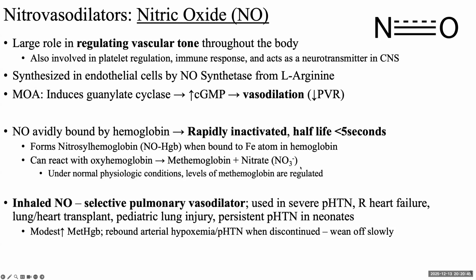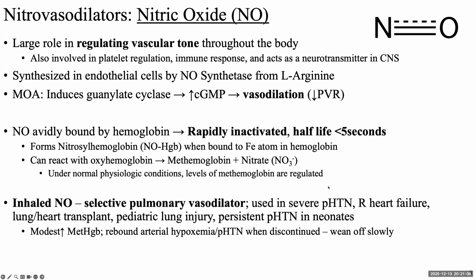Now, under normal physiologic conditions, we don't really have to worry about methemoglobinemia because the levels of methemoglobin are regulated and our system can compensate for the amounts of nitric oxide that react with oxyhemoglobin.